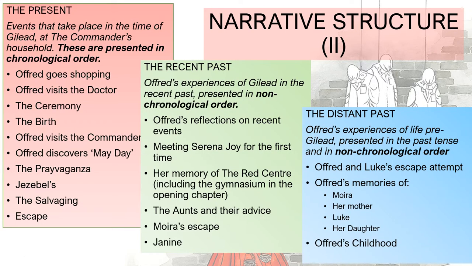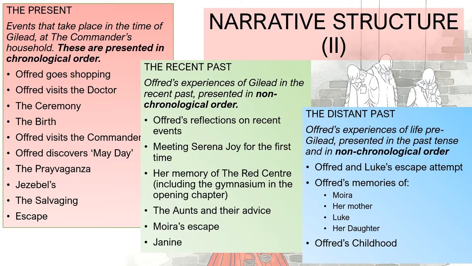Let's think in more detail about how this looks. I think that there are three really quite distinct time frames within the novel. The first being the present, which is the events that take place in the time of Gilead, in the commander's household, and those events are presented chronologically, and they're also presented in the present tense.